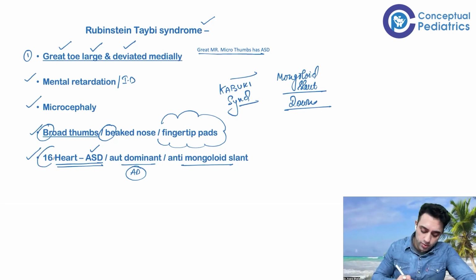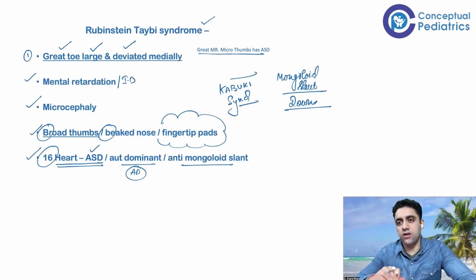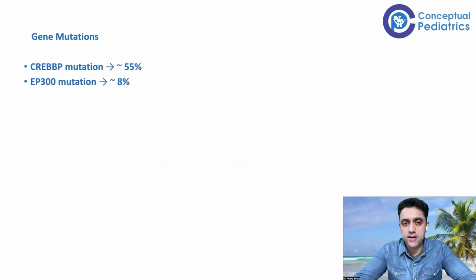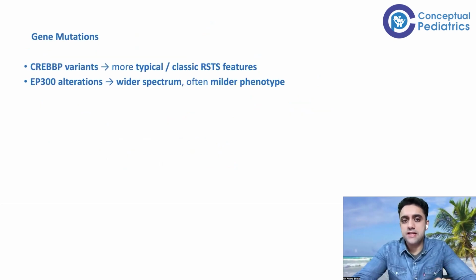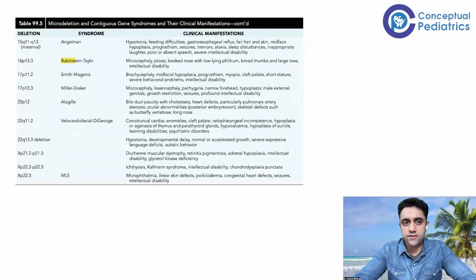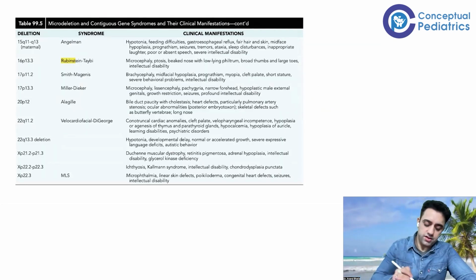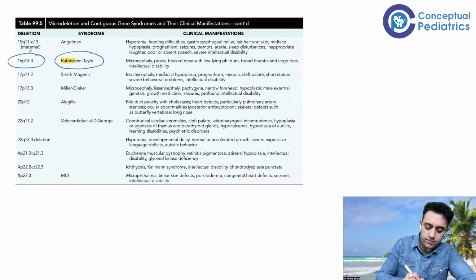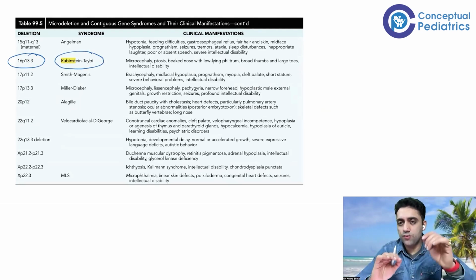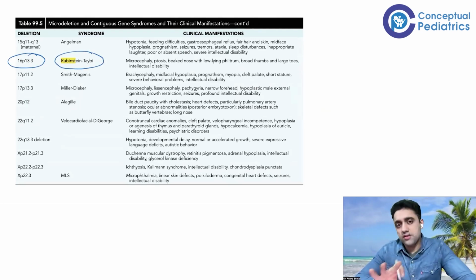And very importantly, chromosome number 16 is involved. This also is a very beautiful point. Chromosome number 16 is involved. Remember that, that is also important. I wanted to show you this picture where I'm telling this Rubinstein Taybi syndrome, the chromosome number 16 issue is there. Now this is a very beautiful picture from Nelson, where I just want to show you the chromosome numbers.